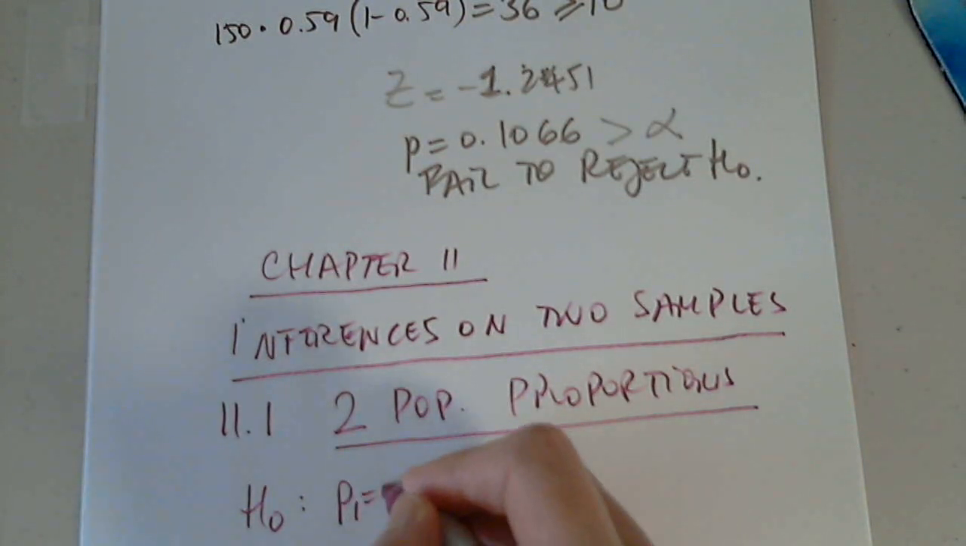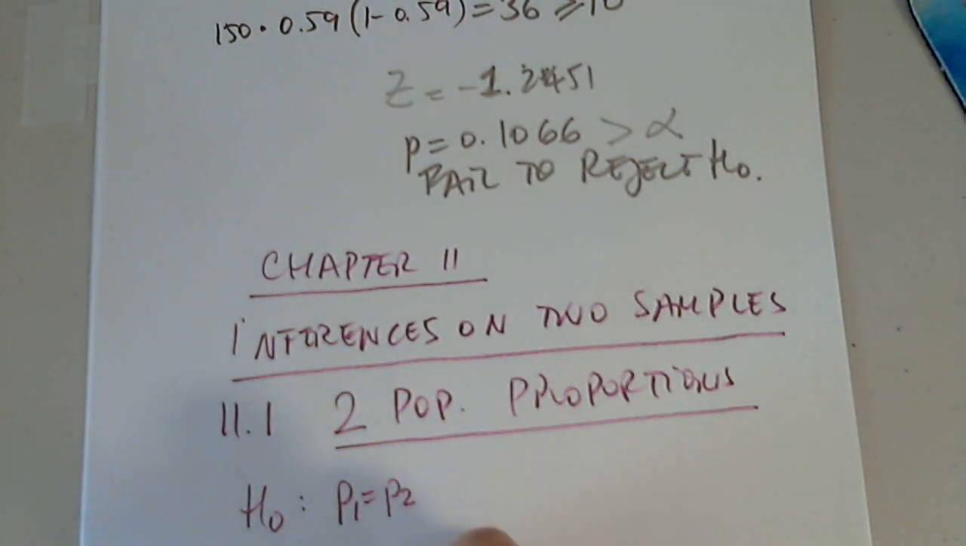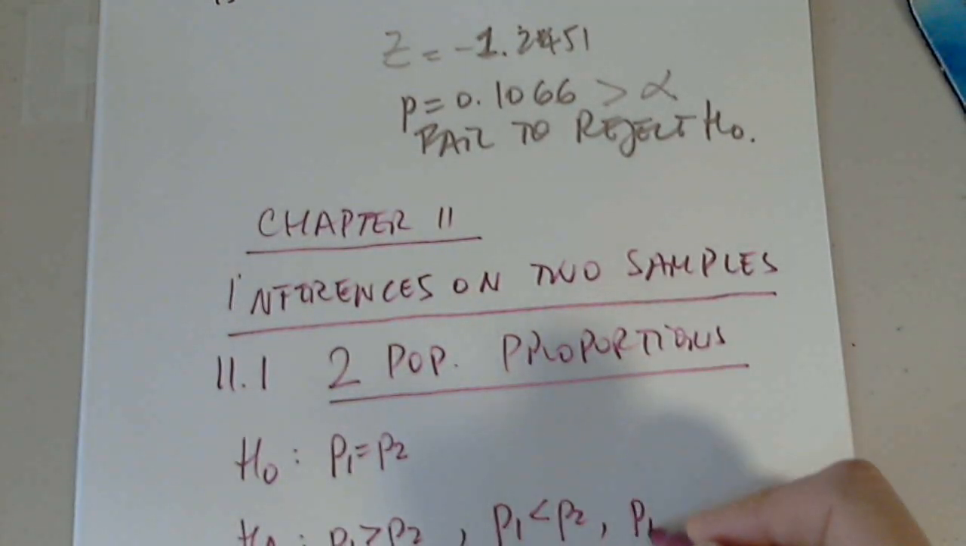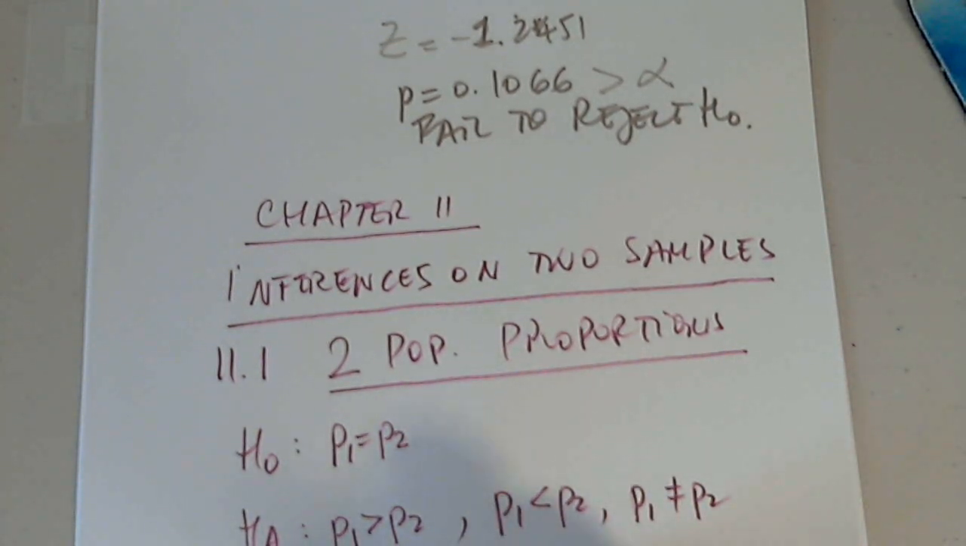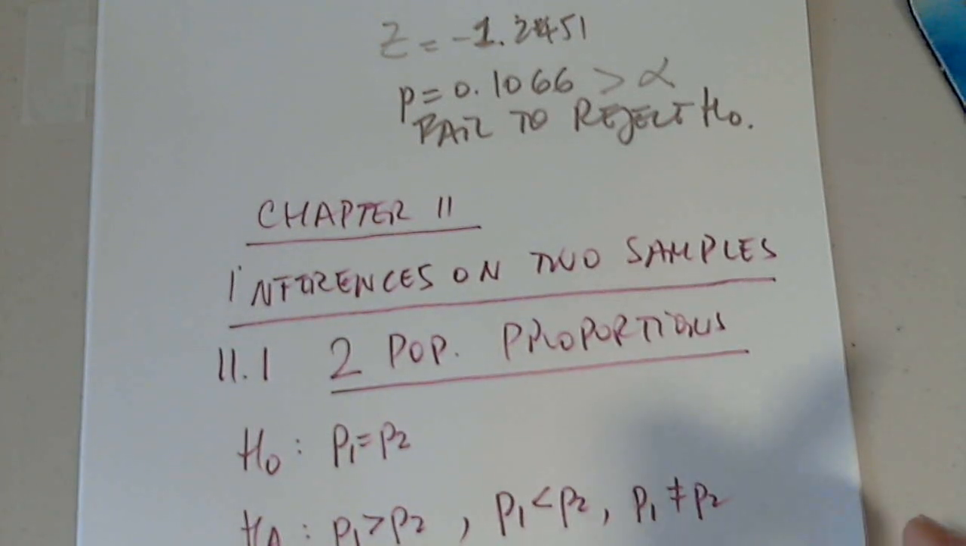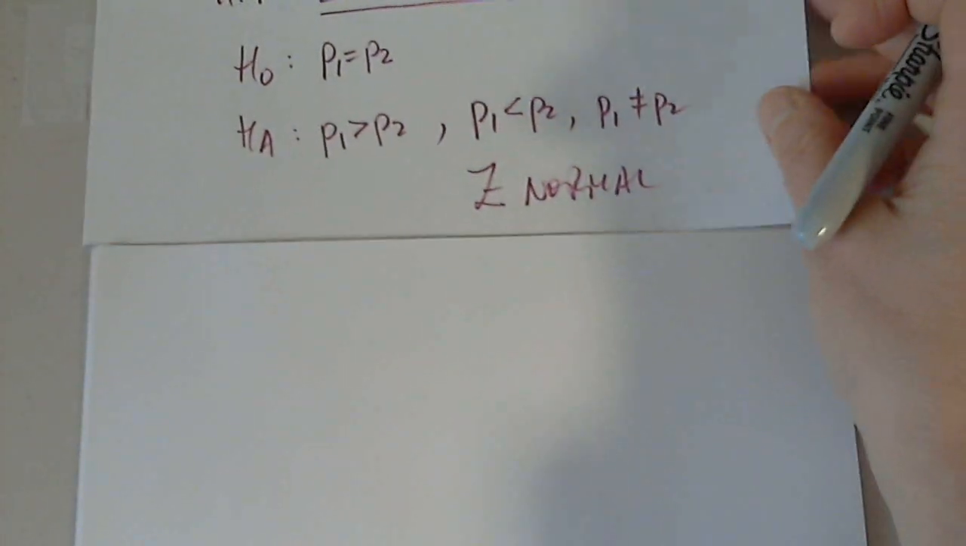So this will be P1 equals P2. And this could be P1 greater than P2. It could be P1 less than P2. And of course, it could be P1 not equal P2. Everything is the same. We are still using Z normal for population proportions. And of course, the conditions must be fulfilled.